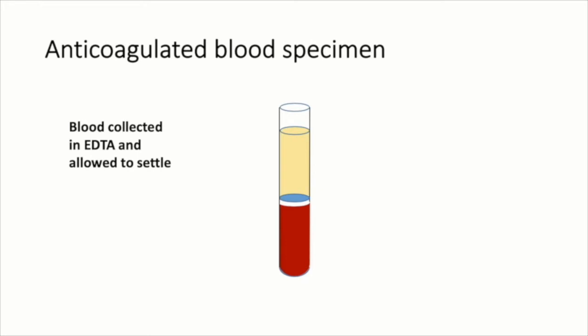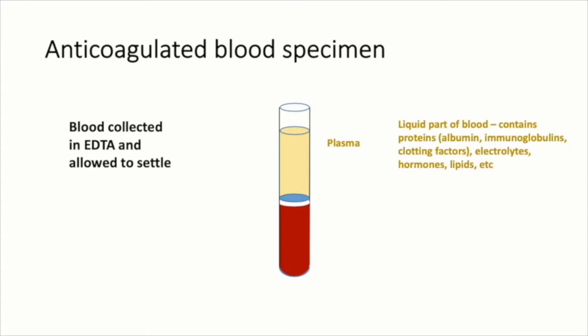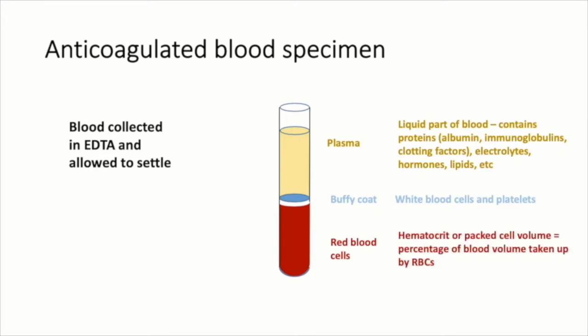If we take a sample of blood collected in EDTA and allow it to settle, the blood will separate into plasma, which is the liquid part of the blood that's going to contain the plasma proteins, immunoglobulins, electrolytes, and other compounds. Under this, we'll see the buffy coat, so this is going to be all the white blood cells and platelets. And then at the bottom, we have the red blood cells. So the percentage of blood volume that is comprised of red blood cells is also called the packed cell volume. This is going to be equivalent to the hematocrit of the specimen.